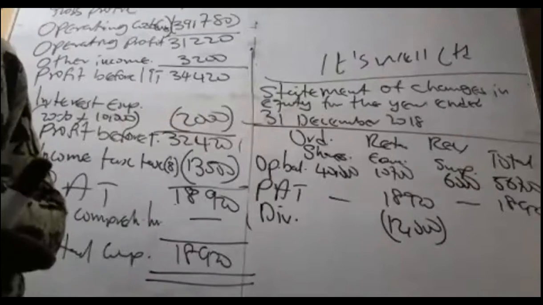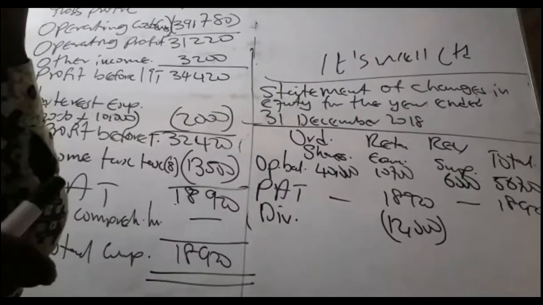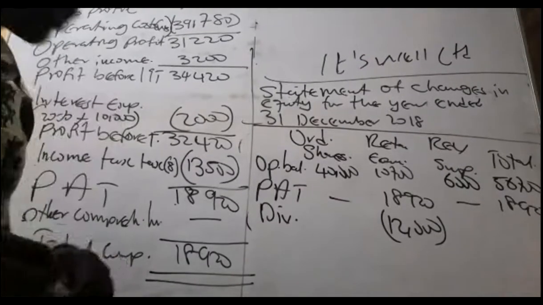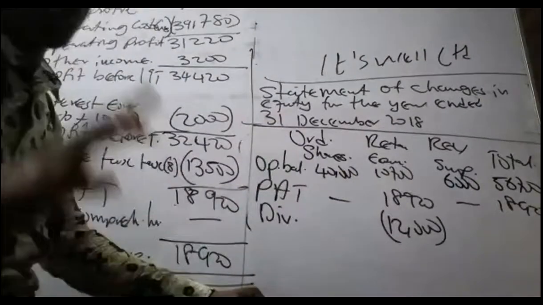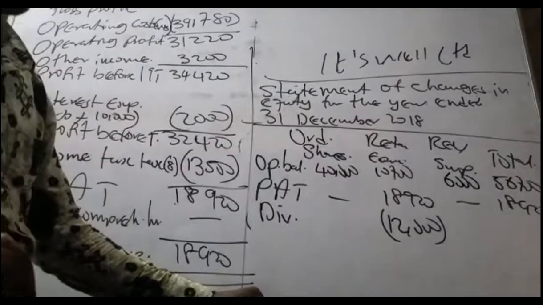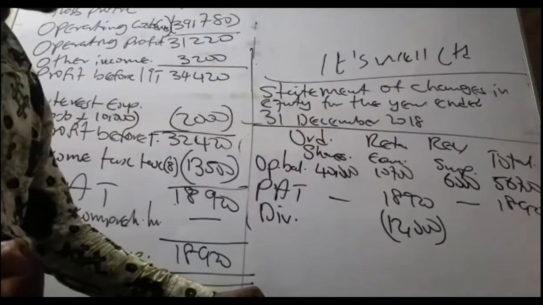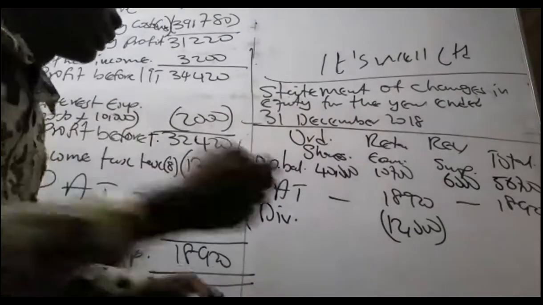Then the next item is revaluation gain. If there's a revaluation gain, you can bring it under the revaluation topic. Just that in this question, we had a loss. We are not going to bring it. That's all. We are done.